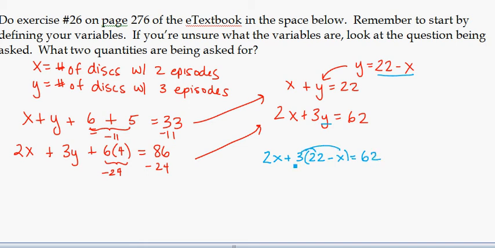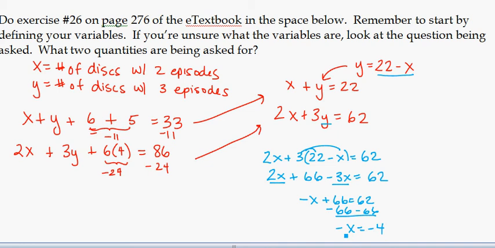And I'm going to distribute my 3. So 2x plus 66 minus 3x equals 62. Combining like terms on the left, I get negative x plus 66 equals 62. If I subtract 66 from both sides, I get negative x equals negative 4. Dividing both sides by negative 1, we see that x is equal to positive 4. And if x is equal to positive 4, then y must equal 22 minus 4, or 18.